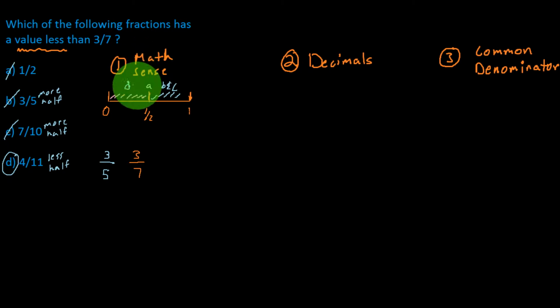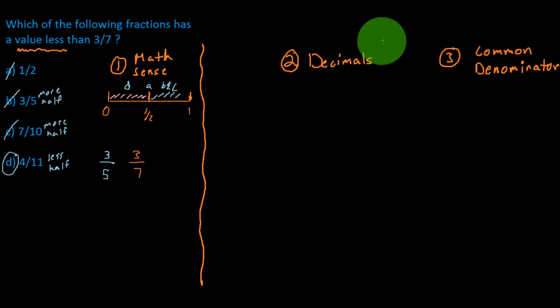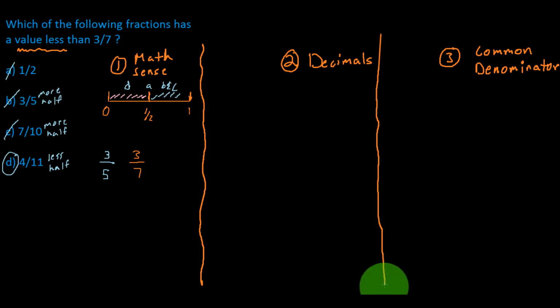Well, in the last video, we used math sense to solve the problem, but I also mentioned you could use decimals or common denominators. So let's go ahead and I'm going to create a little bit of a divider here, and let's just look at what if we were to solve the problem by creating decimals? The way to solve this problem is I'm going to turn all of the fractions over here into decimals. Then I'm going to compare all of these values with the decimal for 3/7.